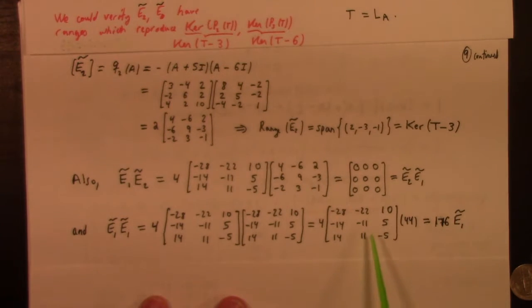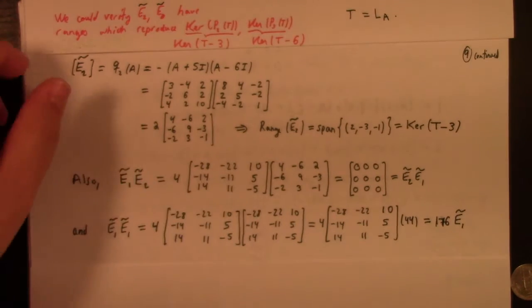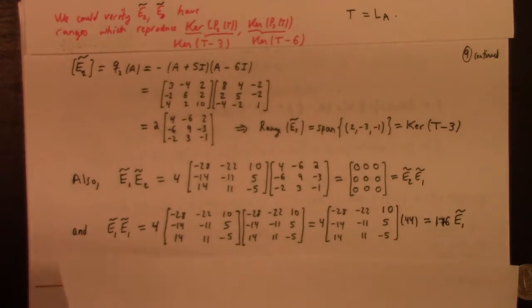I won't bore you with the details, but you get 176 E1 tilde. Well, it gives me hope that it could be made idempotent, but clearly it is not scaled correctly, right? Like 176 times off. Oops. All right, so how do you fix that?